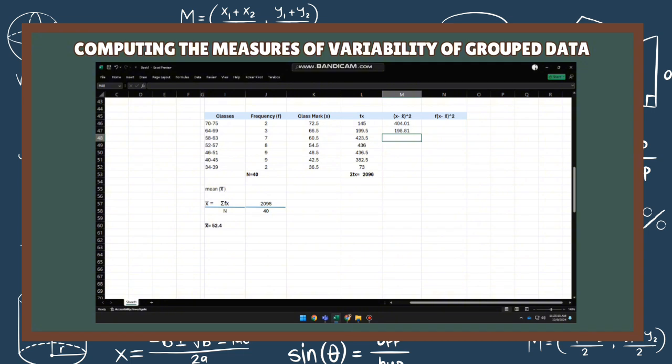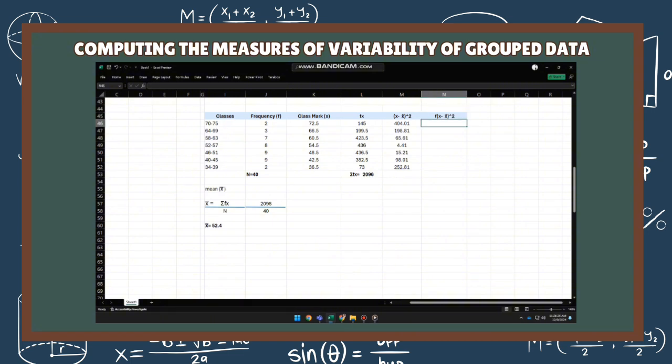So, ulitin lang ulit natin. 60.5 minus 52.4 squared equals 65.61. 54.5 minus 52.4 squared equals 4.41. 48.5 minus 52.4 and then squared 15.21. 42.5 minus 52.4 and then squared we have 98.01. 36.5 minus 52.4 equals 252.81.